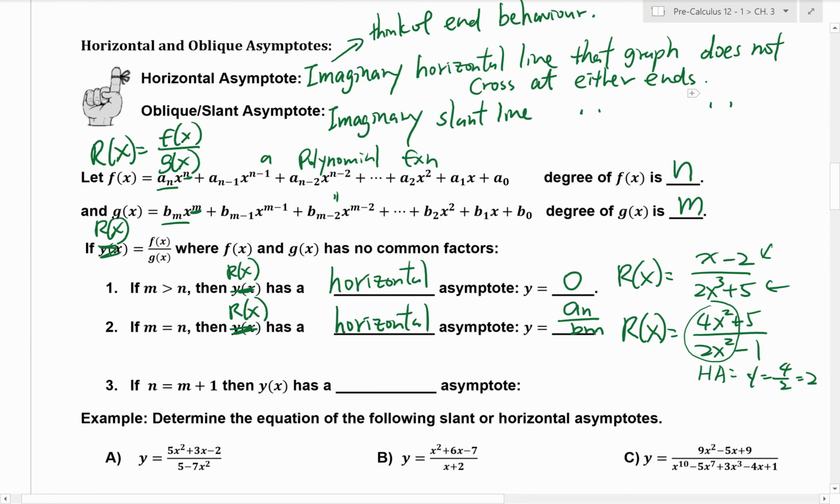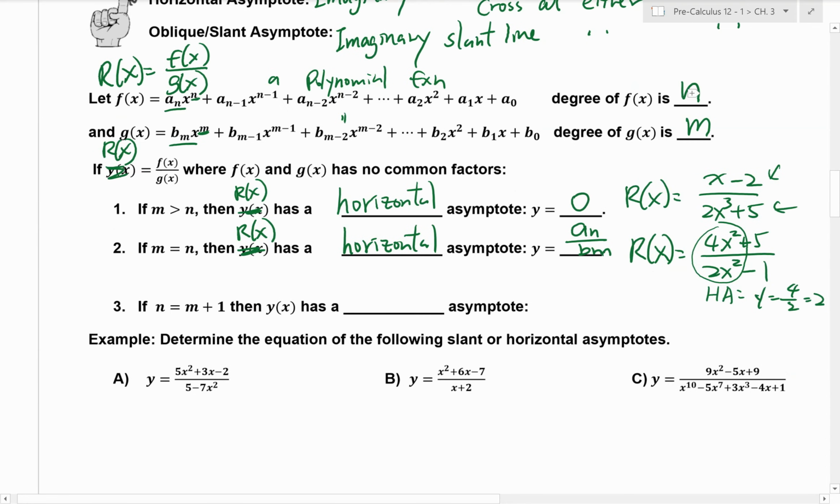All right, last one, third scenario. If n is equal to m plus 1, for example, r of x equals something like 3x squared minus 1 divided by 2x, in that case we would have a slant asymptote. So when the degree in the numerator is 1 greater than the one in the denominator, we would have a slant asymptote. Now the question is, how do we find the equation of this slant asymptote?